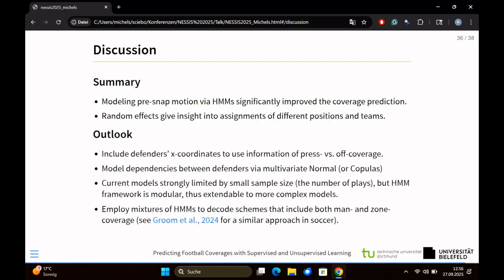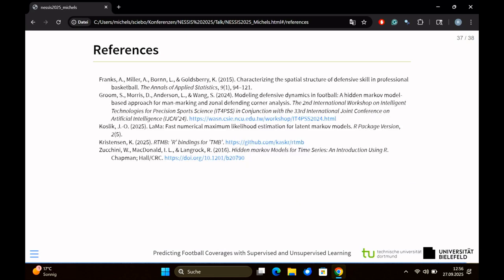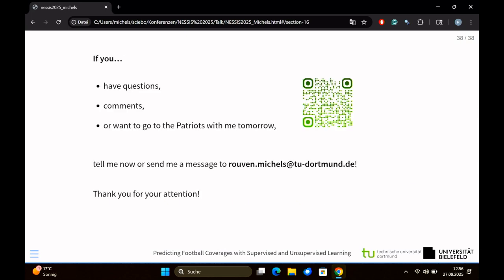Another outlook which could be interesting is to employ mixtures of HMMs to decode a scheme that includes both man and zone coverage, similar to what has been done in football and soccer, sorry, in Germany it's football. In soccer, yeah. And these are my references.